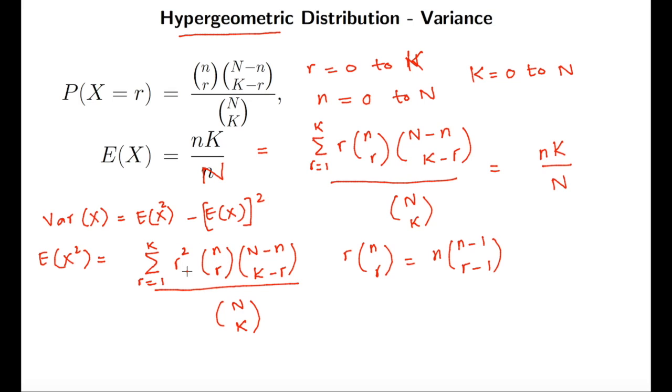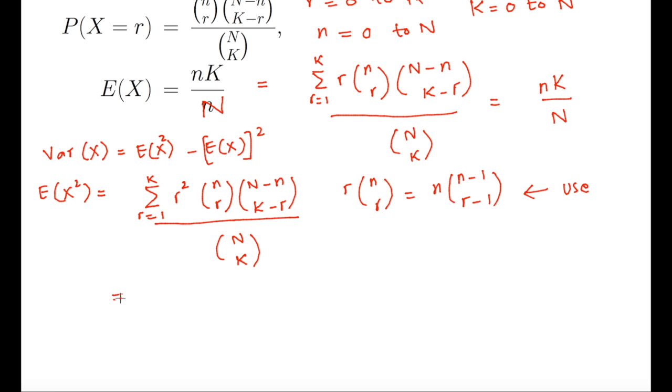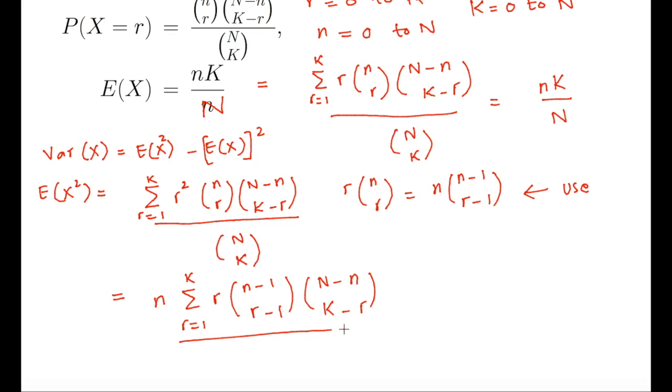So then I can write, let's shift it a little bit up. So this guy is equal to, I can say m outside, and I can say r is equal to 1 to k, and then I can say r times m minus 1 choose r minus 1, n minus m choose k minus r, divided by n choose k.